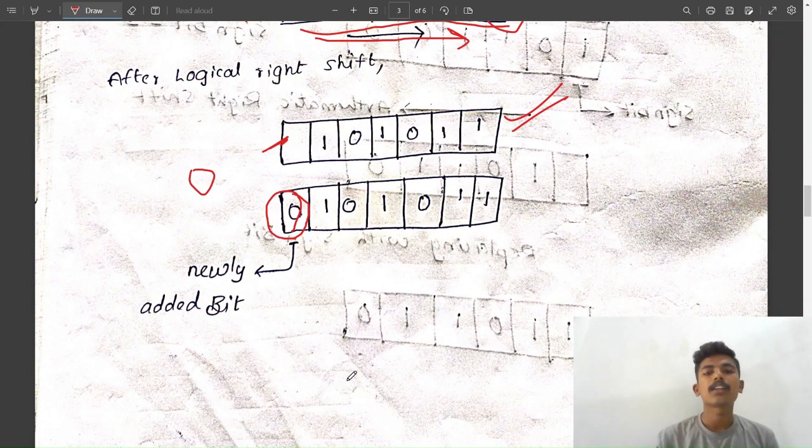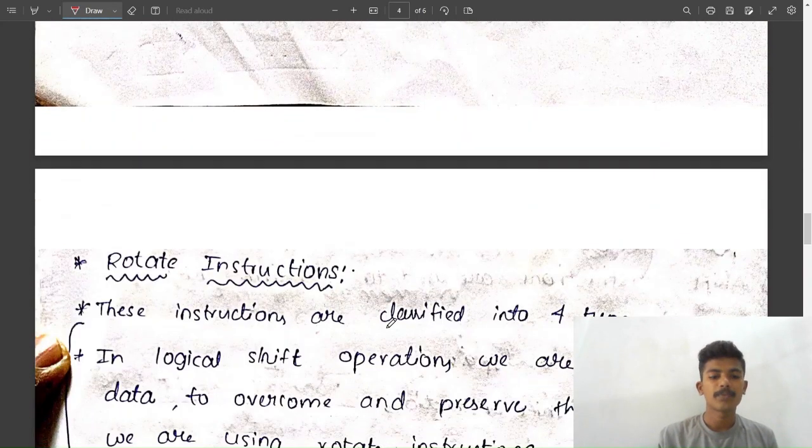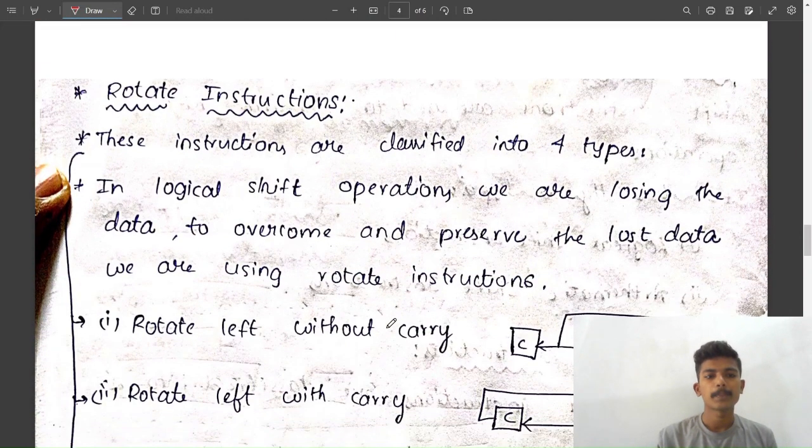As we are learning about rotate instructions, logical shift instructions are sufficient. There will be no need to learn about arithmetic shift instructions. So now let us start with rotate instructions.